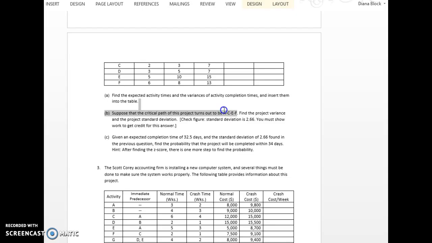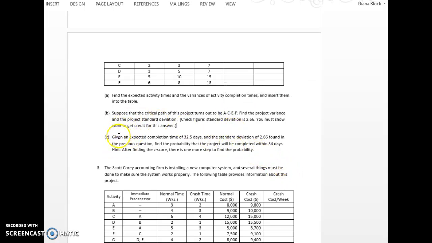I noticed that sometimes in the past, students have used all of the project variances to get the answer here. And it shouldn't be all 7 of these variances combined. It should be the project variance, which is the critical path. So make sure you're only using the items that apply to the critical path in that formula.